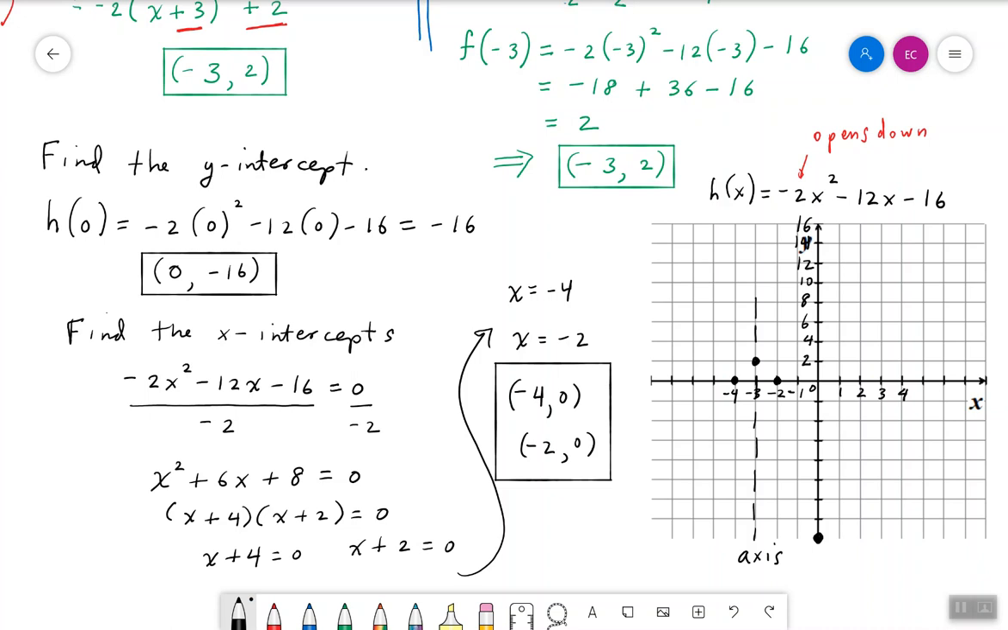Let's get one more point on the graph. Let's take the y-intercept at negative 16 and reflect it over the axis of symmetry. That should get us over here. What is it? 1, 2, 3. So 1, 2, 3. So that would be negative 6, negative 16. And then we can connect these points up with a smooth curve. And there's our graph.